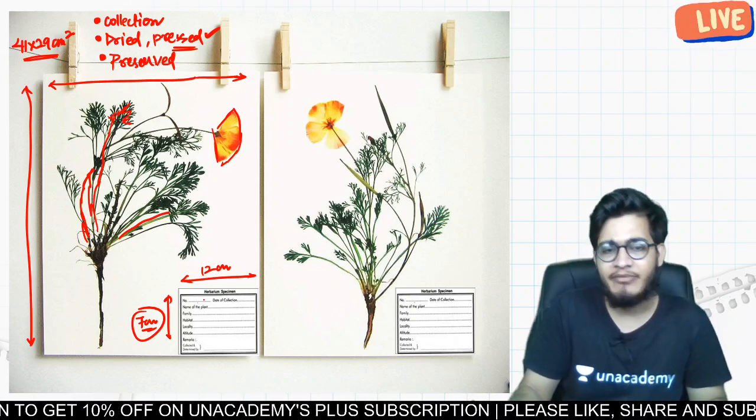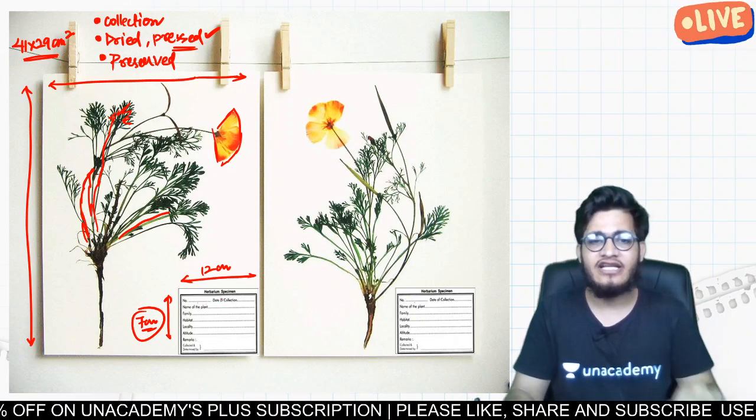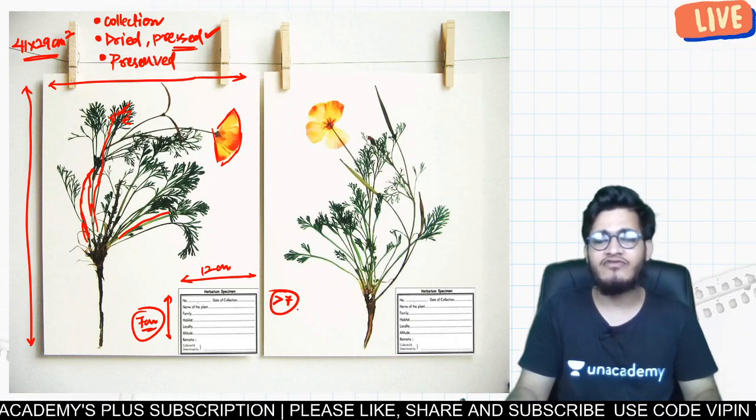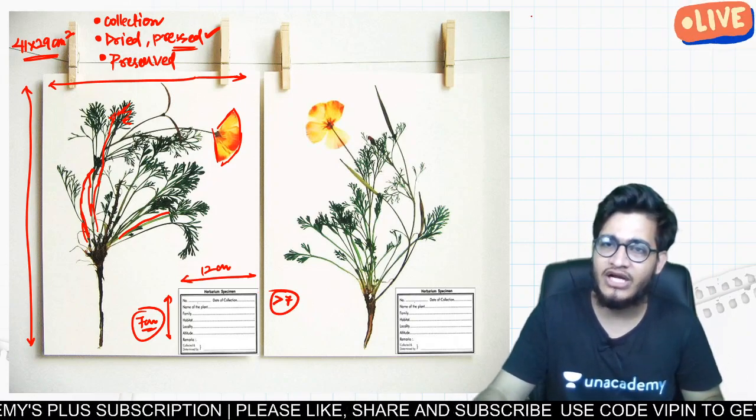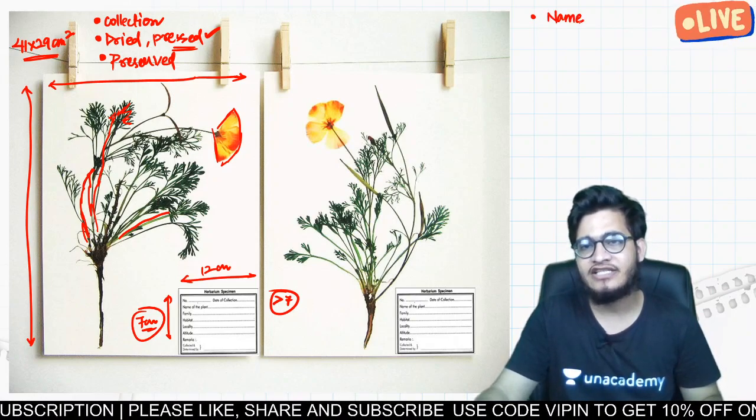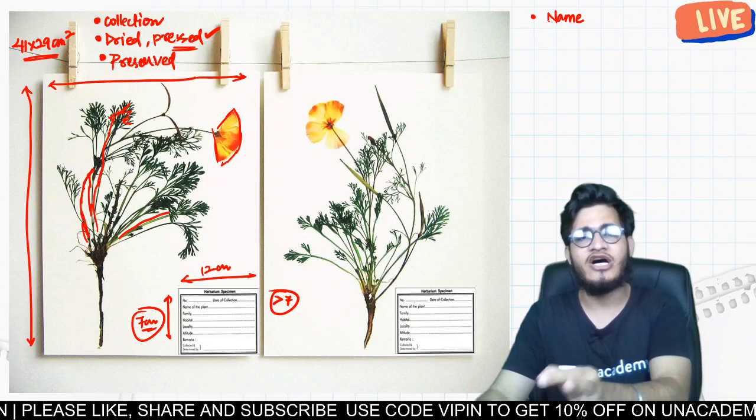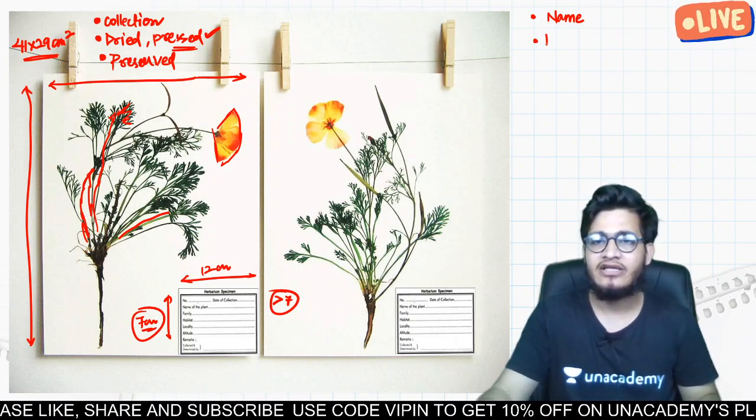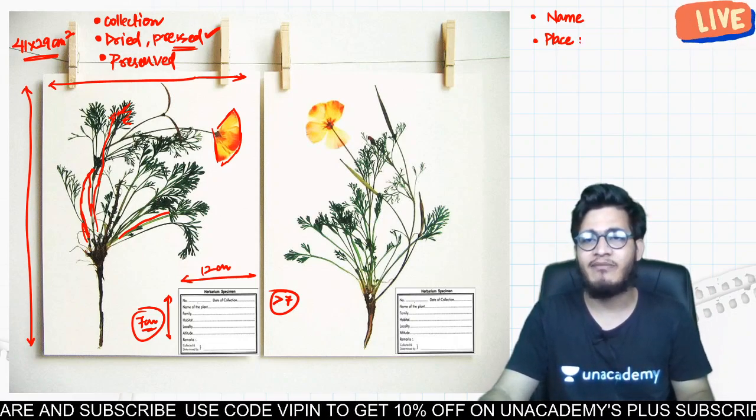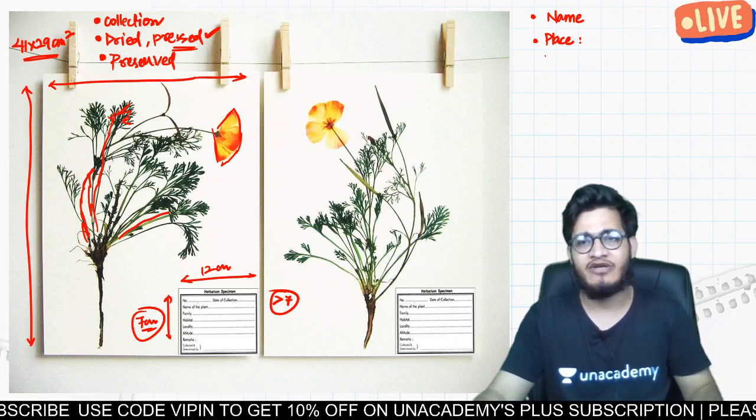So this is the label, and this label is present at the lower right corner of the sheet, and this label contains more than 7 different things. Okay, out of them 7 were given in NCERT. So what are the 7 different things that are given in NCERT? The name of collector. Let's say if I have collected this particular specimen, my name will be written over there that Vipin Sharma has collected that specimen. The place of collection, the place from which I have taken that specimen. For example, Keshav Nagar is the place where I have collected this specimen from.